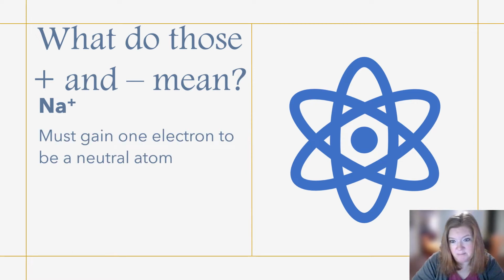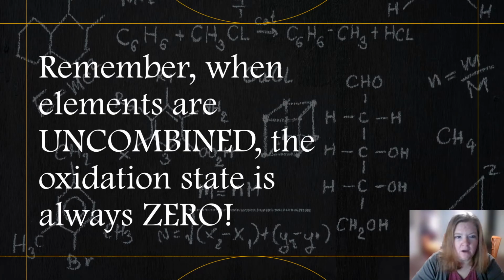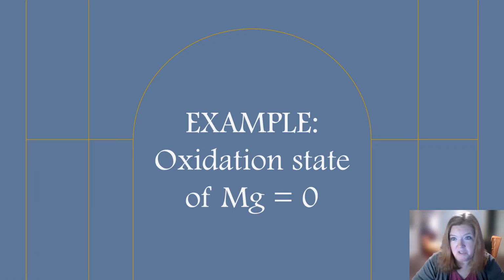Na plus means it has to gain one electron in order to be neutral again. Why? Because that positive also means it lost one in the first place. So O2 minus, what do you think that means? In order to be neutral, what does it have to do? Yep, lose 2. Why? Because it gained 2 in the first place. All right, so remember, when elements are uncombined, the oxidation state is always 0. Like this, Mg, just 0.